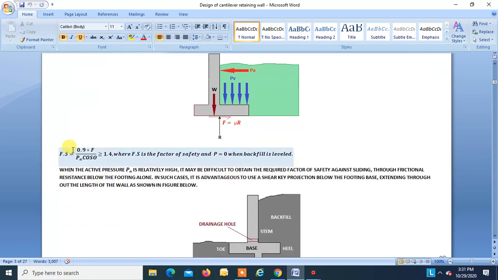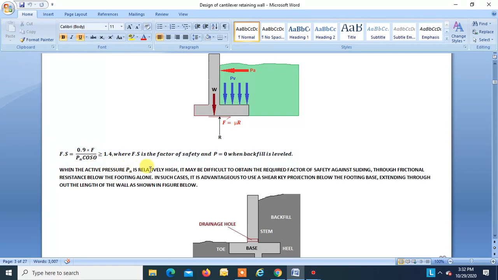So Fs is equal to 0.9 into F divided by PA cos theta. Okay, when the backfill is level, theta is 0, so cos theta is equal to 1, that will become PA. Okay, when your backfill is inclined, then you will have cos theta in the picture, right? So this should be greater than or equal to 1.4, right?